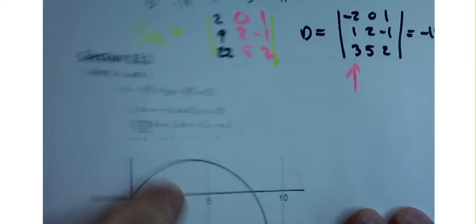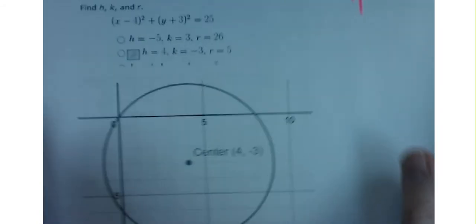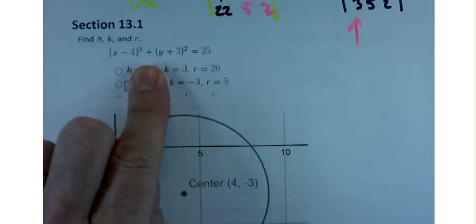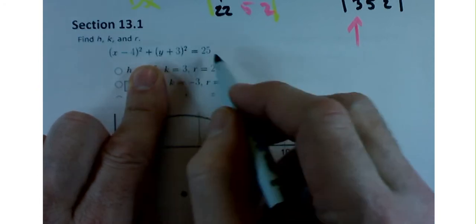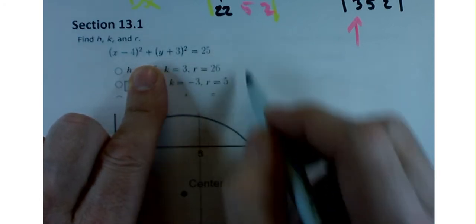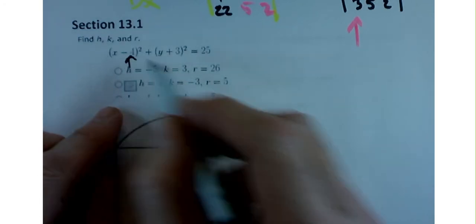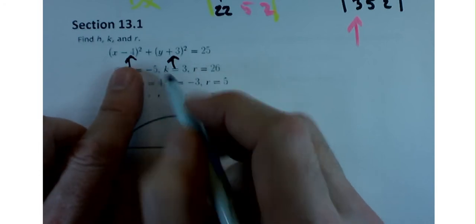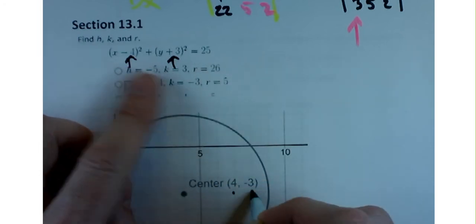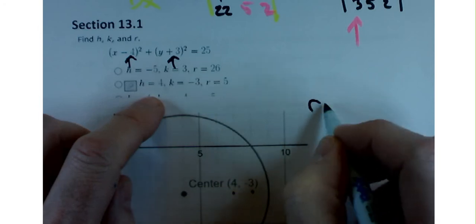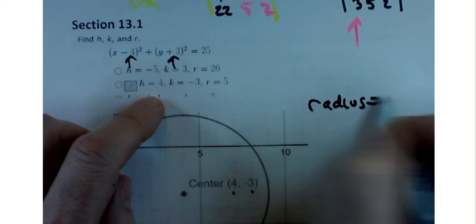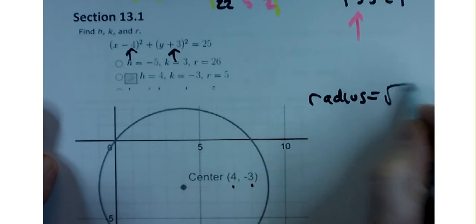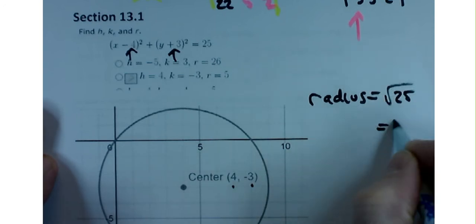Next problem, or section 13.1, we start dealing with conic sections. Here's the equation of a circle. You should be able to tell me what the center and radius is. So the center, you look at what makes the squared term equal to 0. The center would be at what? It'd be at 4 and -3. How about the radius? What's the radius of this circle? 5. Yeah, square root of the right-hand side is 5.